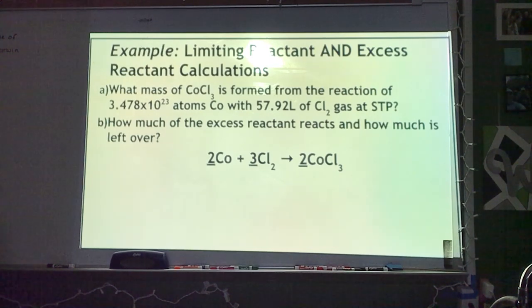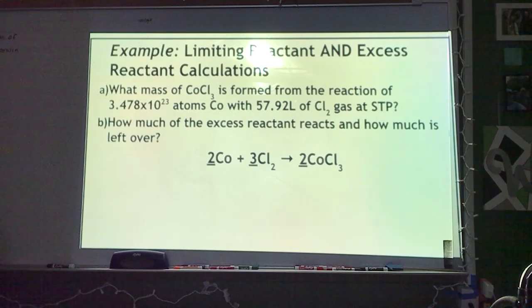Part 2, or part B, is how much of the excess reactant reacts and how much is left over. So we want to figure out how much is actually used in the problem and then how much is going to be left over. So the first thing we got to do is figure out what is our excess reactant and which one is our limiting.